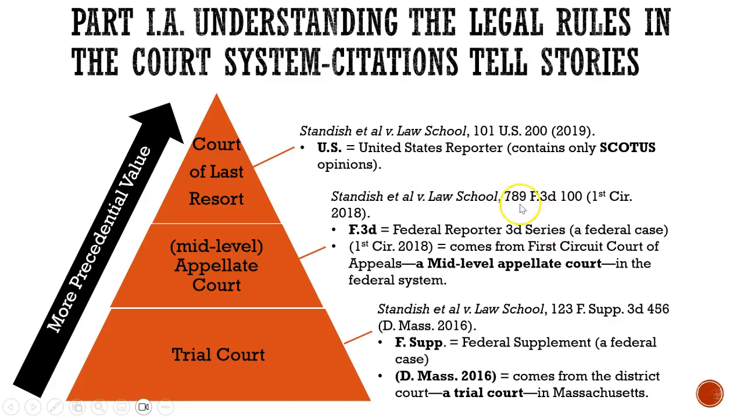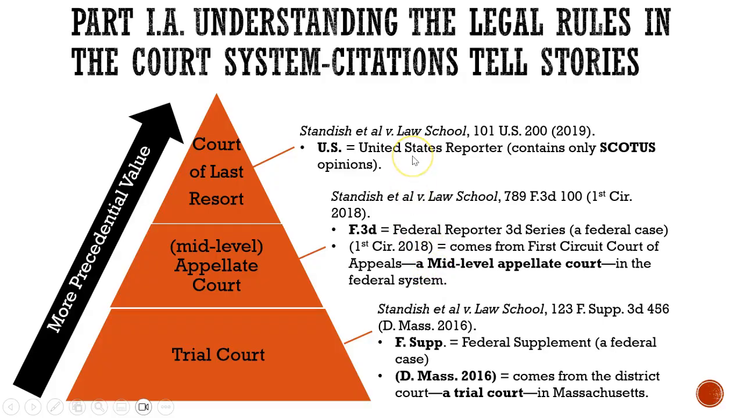Now the case citation, which tells that story, shows that it's in the Federal Reporter 3rd series, so that's how we know it's a federal case. The parenthetical shows us it's in the First Circuit, and it was decided in 2018. So this tells a story too. This is showing me, oh wow, this is a trial court decision. And then if I were to read this case citation, I would say, oh, this is from the mid-level appellate court in the federal system.